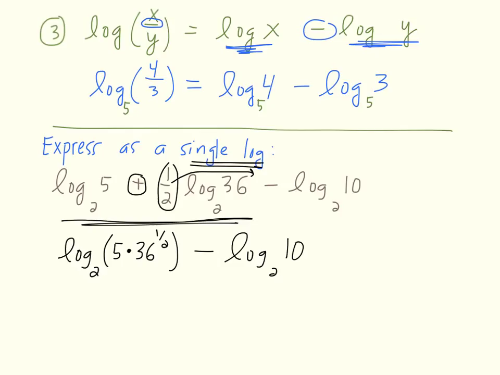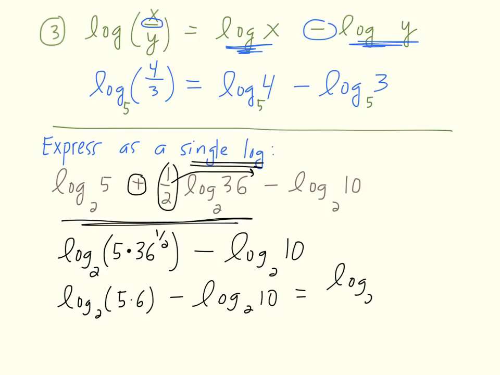Now, if we simplify this a little bit more, 36 to the 1/2 power is really the square root of 36, which is 6. So we really have 5 times 6. So we really have log base 2 of 30 minus log base 2 of 10. And you don't necessarily have to show all of that work. If you're able to just look at it and recognize that it's going to be log base 2 of 30, just go right ahead and write that down.